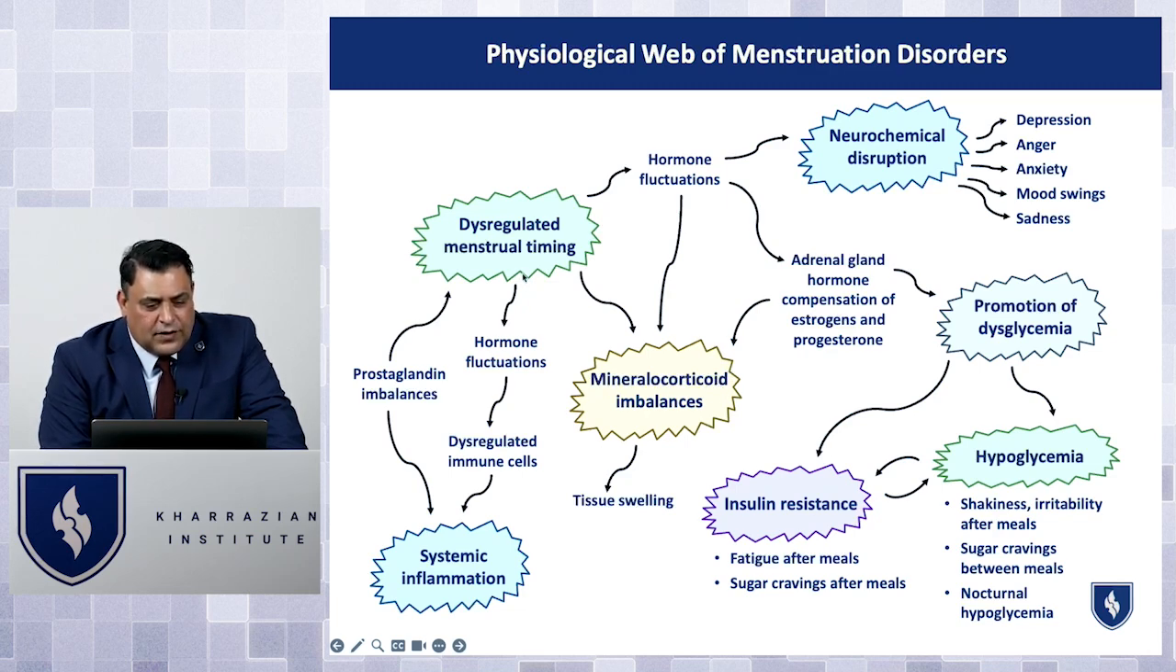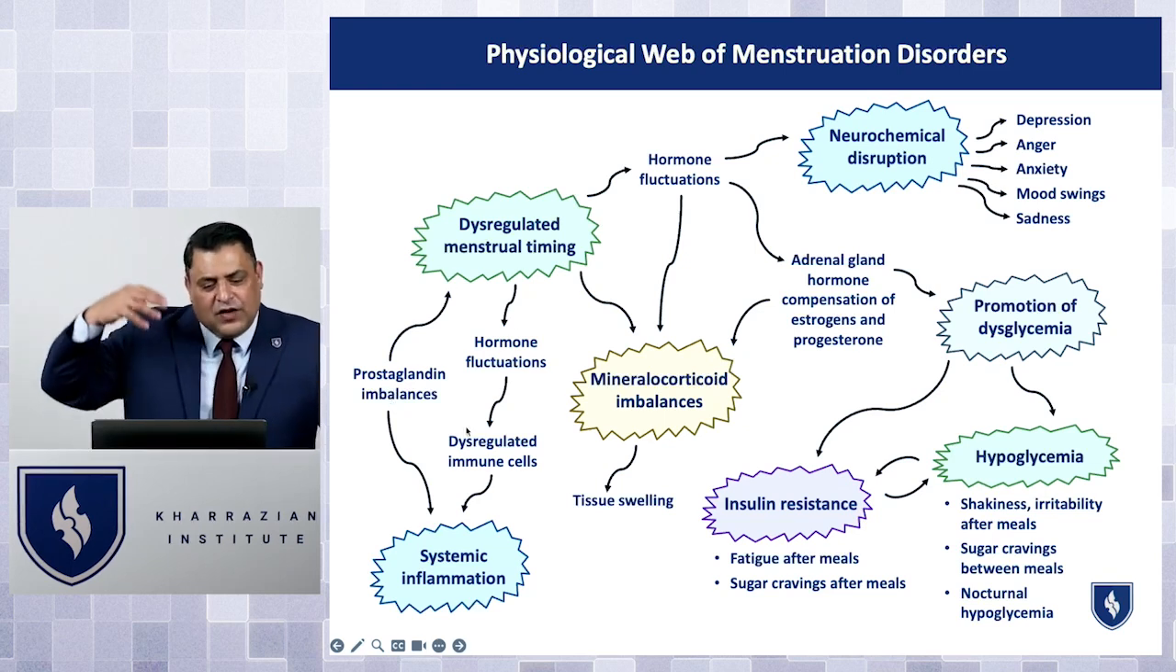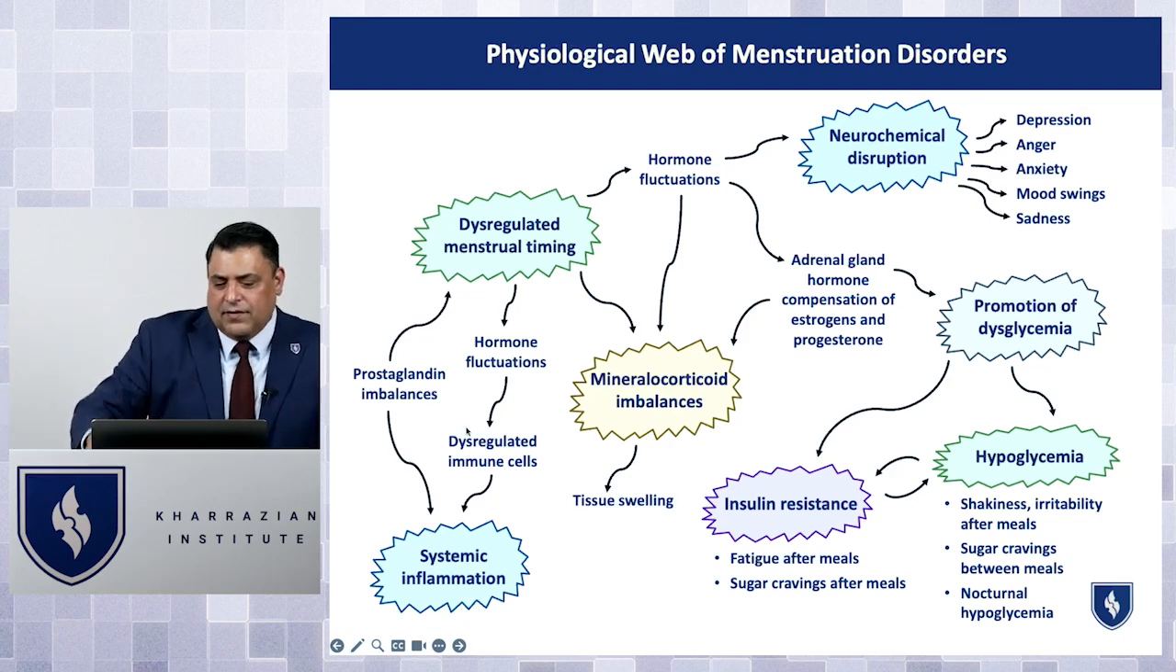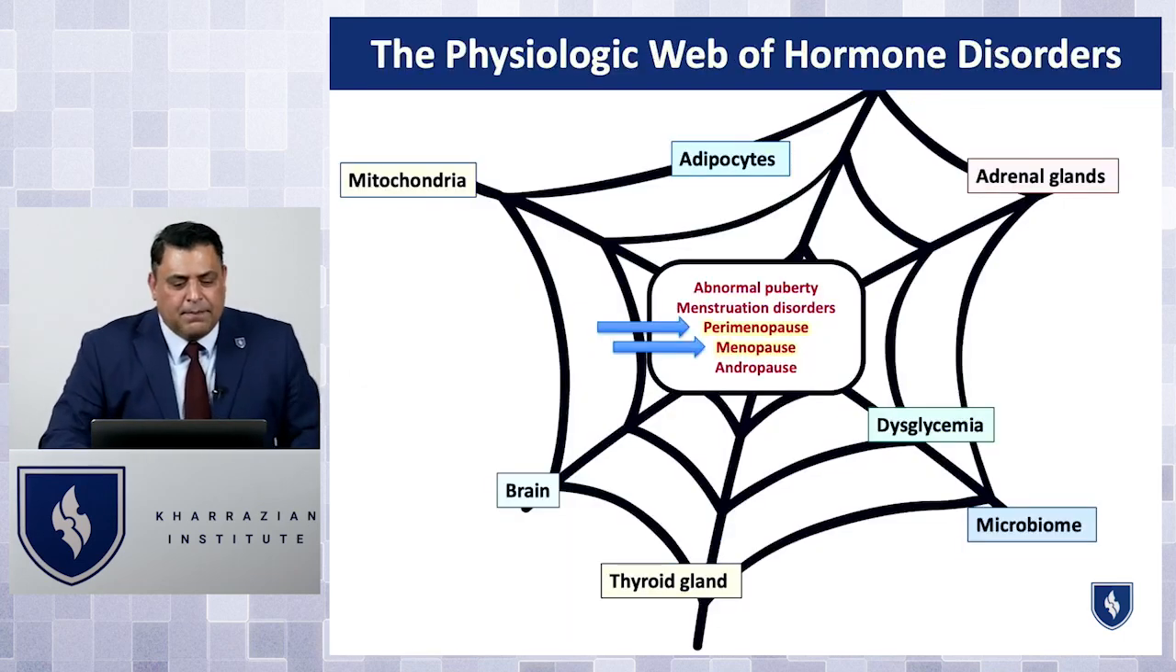Hormone fluctuations cause dysregulated immune functions. They get systemic inflammation. Prostaglandin imbalances form, or are already pre-existing, that perpetuate the pattern. So they get these mood changes, chronic inflammation, blood sugar abnormalities, and mineralocorticoid imbalances that are part of this web.